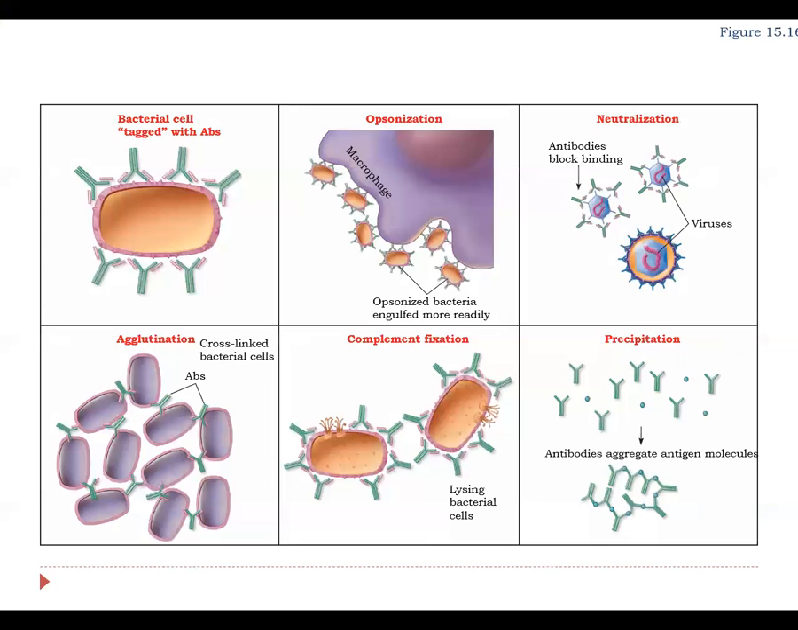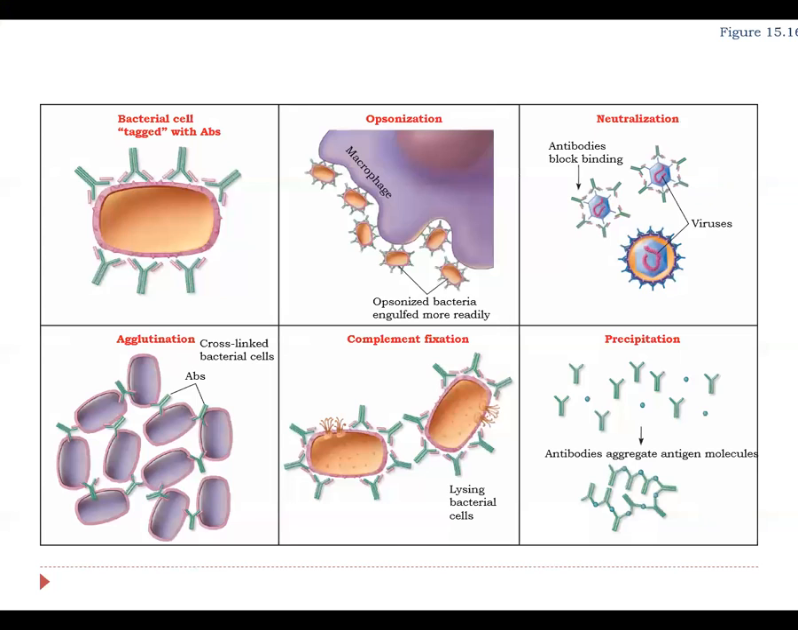Now on the bottom, we have agglutination. Agglutination is going to be a cross-linking of cells. As you can see, it's where an antibody attaches to two different antigens of the same variety at the same time. Next, we have the complement fixation.